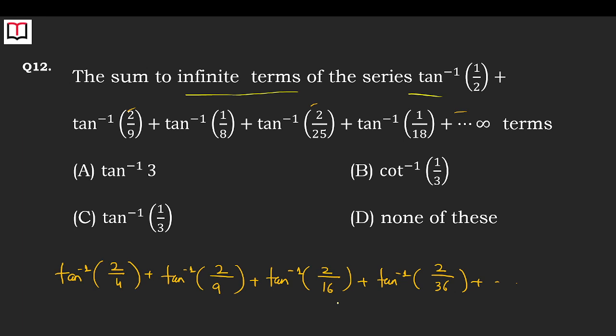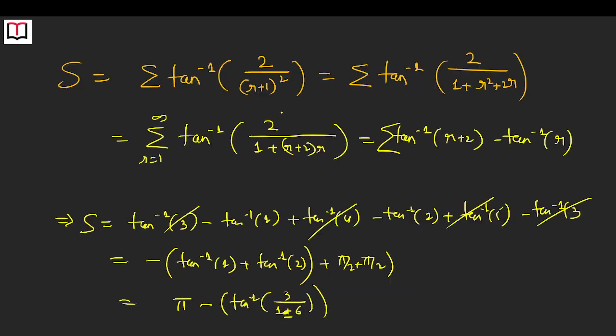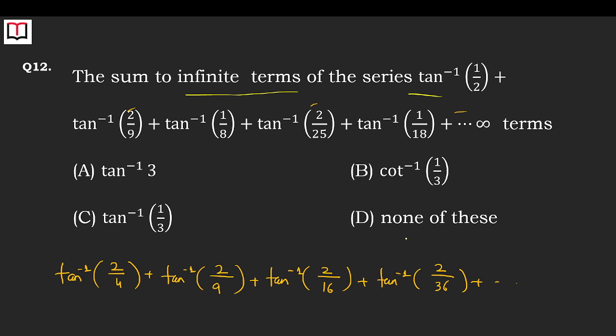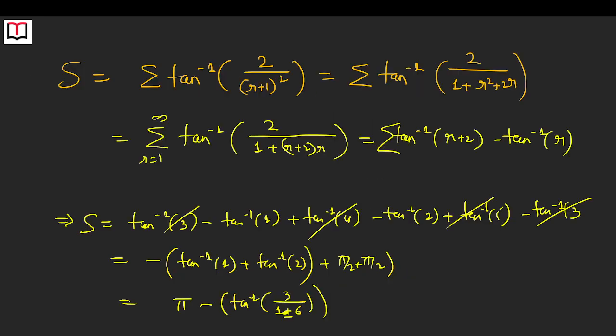Please check it once. I think we got it. I can't find any mistake anywhere here. So it's r plus 1 whole square if I'm not wrong. So it's 3 square, 2 square, 3 square, 4 square. Yeah, it's r plus 1 whole square. R goes from 1, 2 by 2 square, 2, 3 square. Everything's fine, no? Tan inverse of r plus 2 minus r. Can't find a mistake.